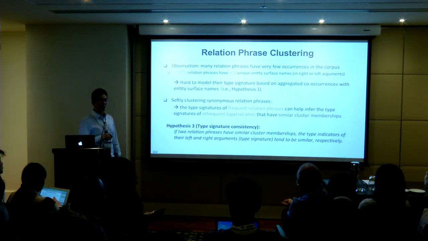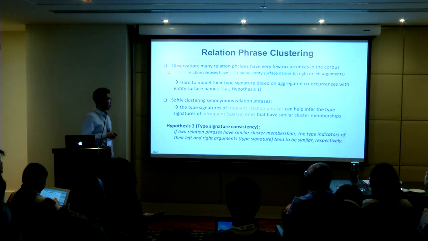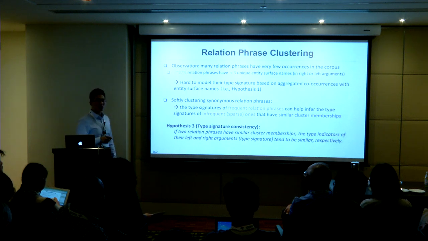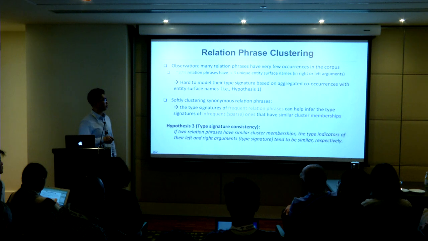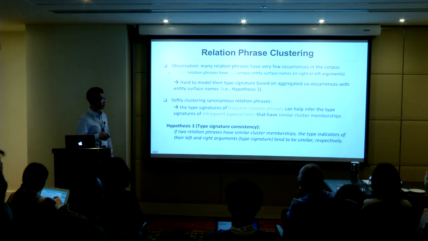Let's say a relation phrase only co-occurs with like 5 or 6 different entity mentions, and all those mentions are unlinkable. So the type distribution over those 5 or 6 entity mentions will just have full control over the type distribution of these infrequent phrases. So what if we cluster them together to make sure that the signals from frequent relation phrases can also propagate to those infrequent ones to rectify their type distribution, to make sure it's not totally biased to some special cases. So that's the major benefit of doing this clustering.